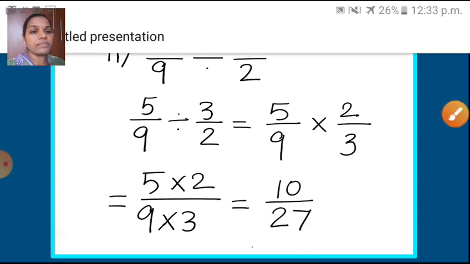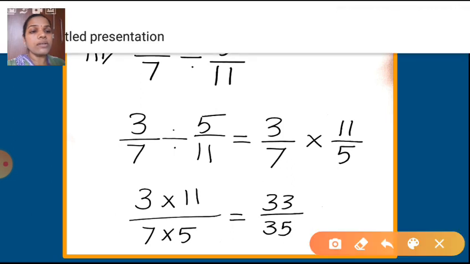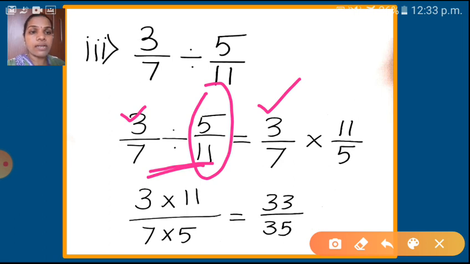Next one is 3 upon 7 divided by 5 upon 11. This is your question. I have written 3 upon 7 as it is, and for this number you have to write the multiplicative inverse, or reciprocal. That means 5 upon 11 becomes 11 upon 5, and here the multiply sign. So the next step is what?